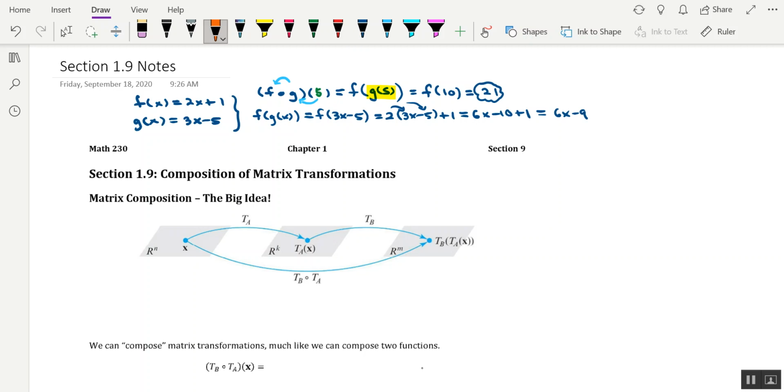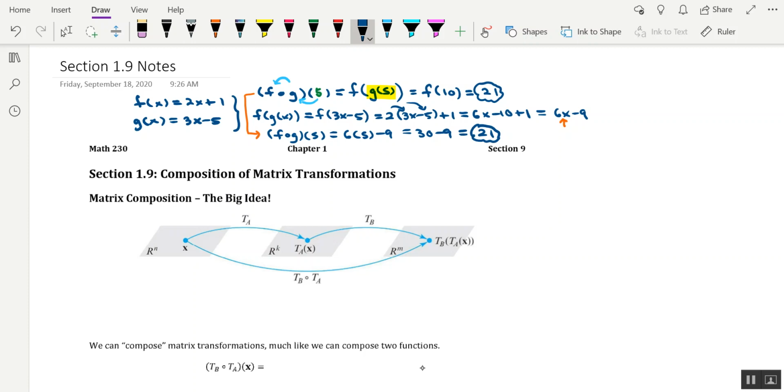So what you could do with this result is do the evaluation at x equals 5 a little differently. You could instead just plug 5 into the x of the composed and simplified composition function. So f of g of 5 could be handled this way. 6 times 5 minus 9, which is 30 minus 9, giving us 21, which is exactly what we got when we did it the other way.